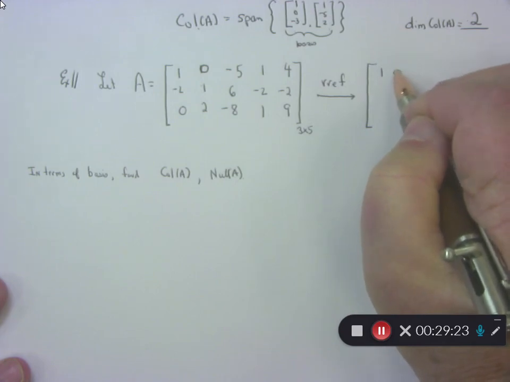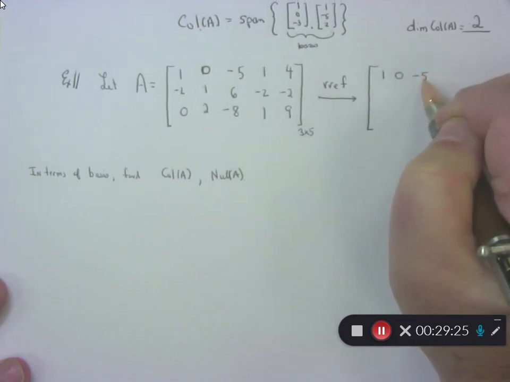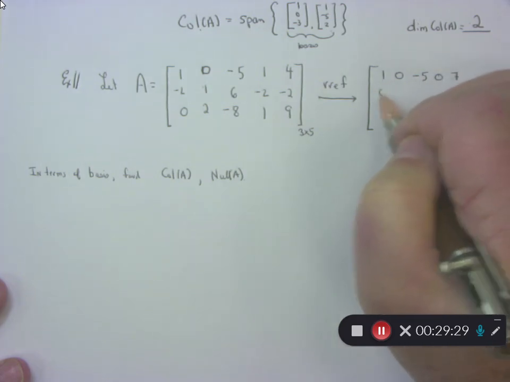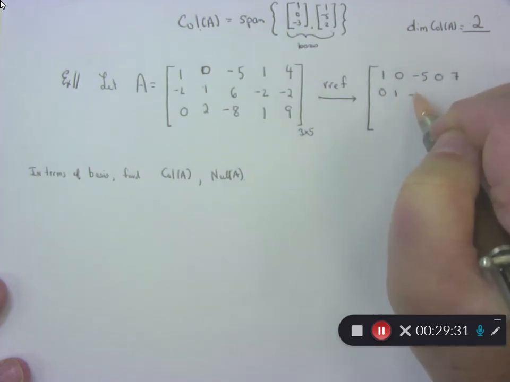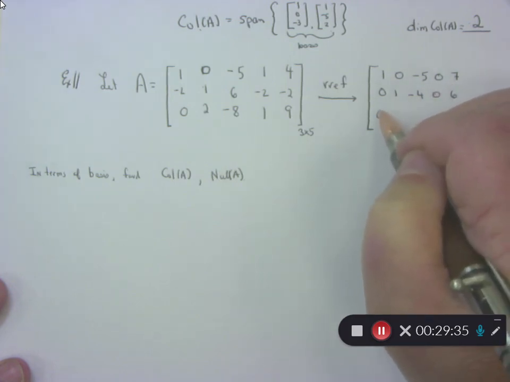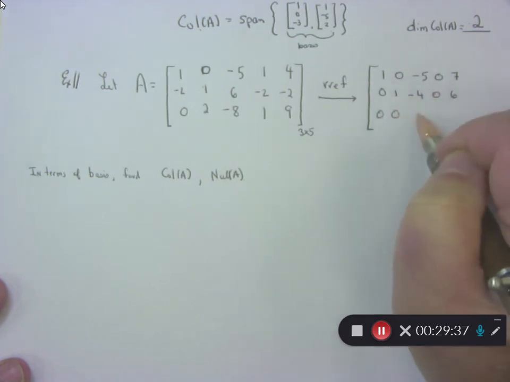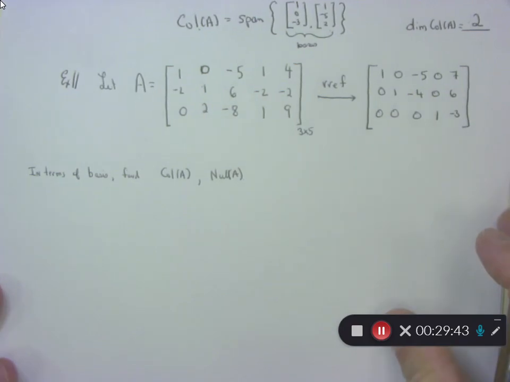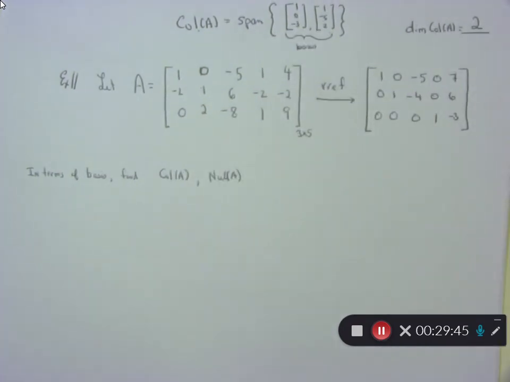I get 1, 0, -5, 0, 7. I get 0, 1, -4, 0, 6. And I get 0, 0, 0, 1, -3. So I used my calculator to give you the RREF on this guy. All right?